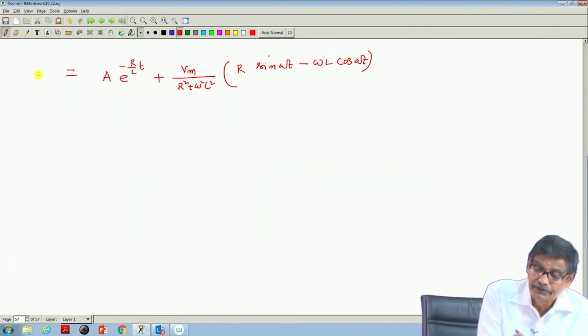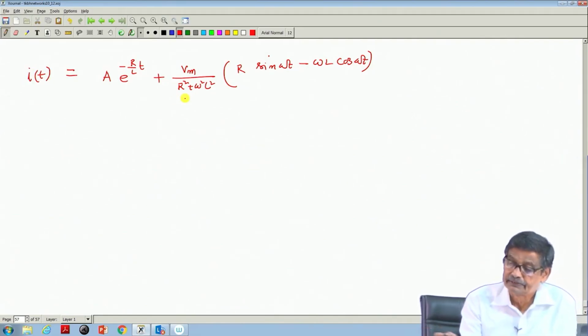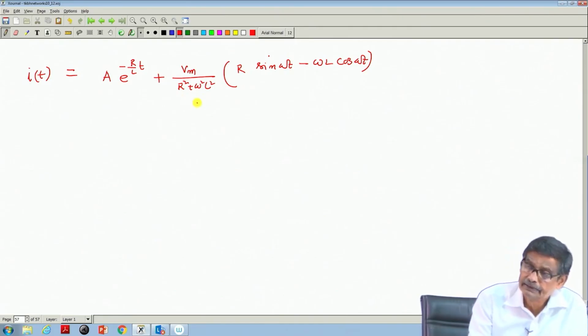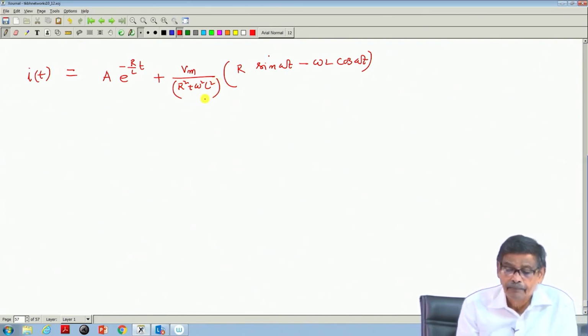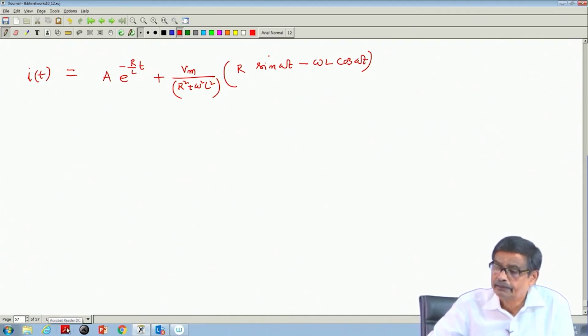So, this is your i(t) total, I got this, all the things are there. See, first thing you should note is this, that there was an RL circuit which was excited by a sinusoidal voltage.